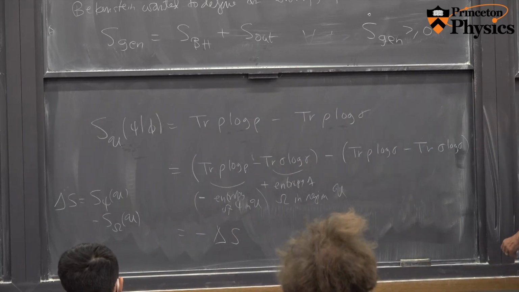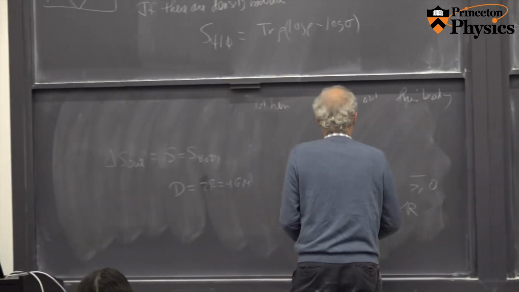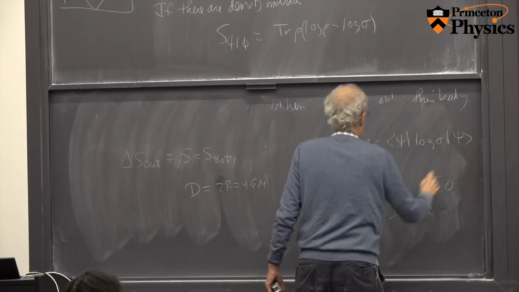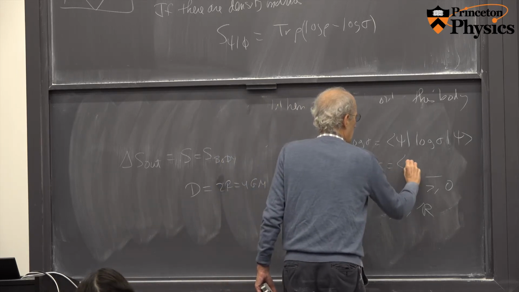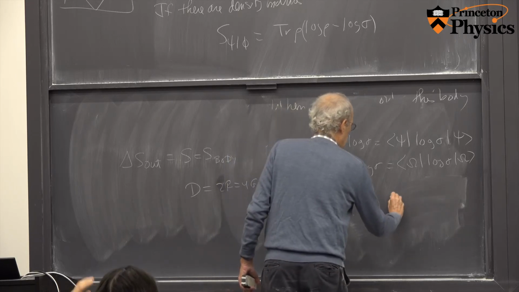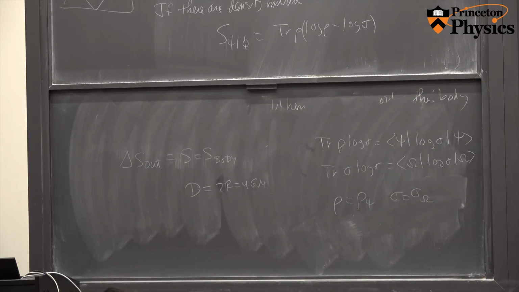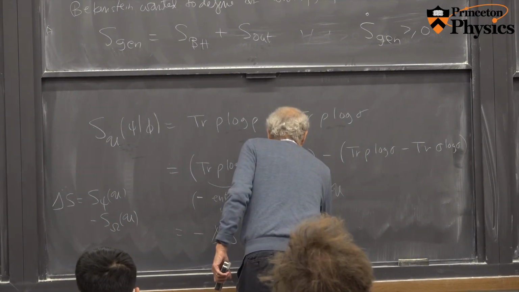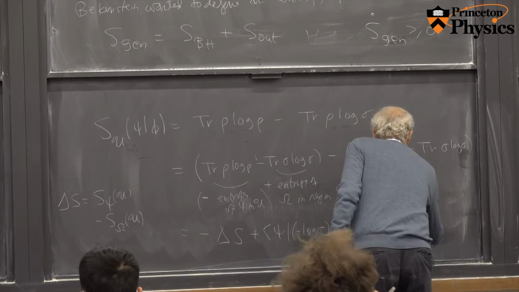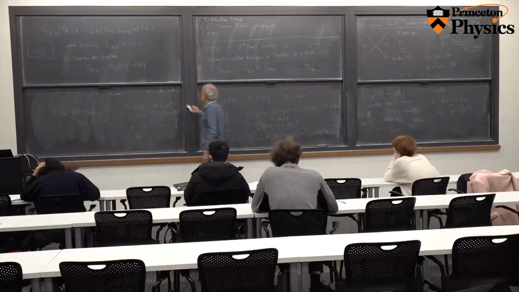Here, on the other hand, the definition of a density matrix was that trace of rho log sigma is the expectation value in the state psi of the operator log sigma. And similarly, the trace of sigma log sigma is the vacuum expectation value of log sigma. That just says that rho is equal to rho psi, and sigma is equal to sigma of omega. These statements here are just the definition of density matrices. So we manipulate it into this form.